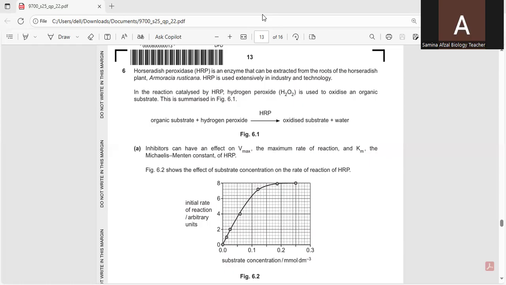Question part A: inhibitors can have an effect on Vmax, the maximum rate of reaction, and Km, the Michaelis-Menten constant, of HRP. Figure 6.2 shows the effect of substrate concentration on the reaction of HRP. Here the initial rate of reaction has been shown on the y-axis and substrate concentration on the x-axis.